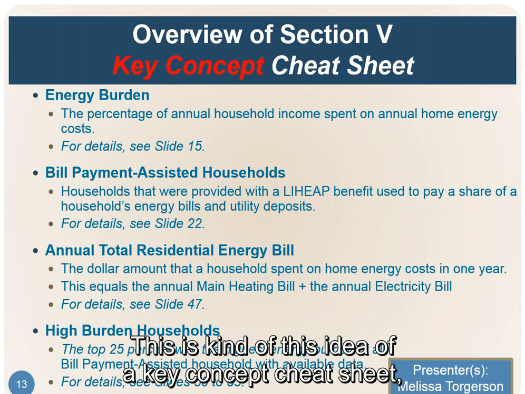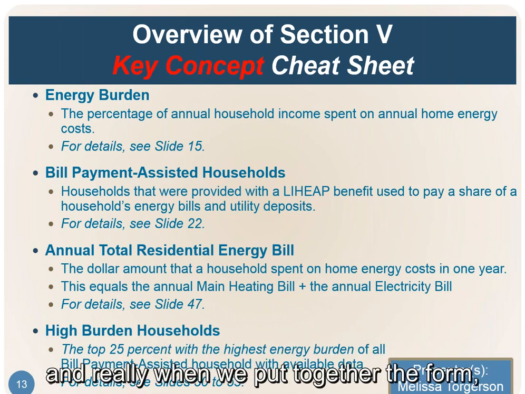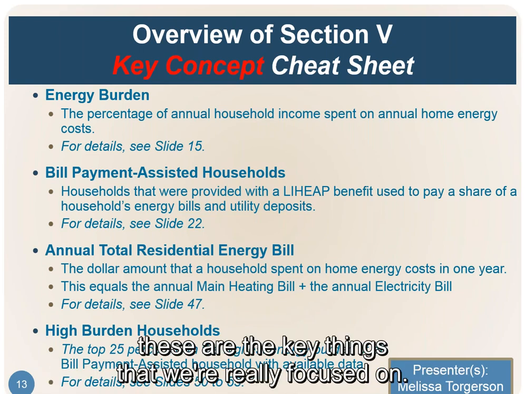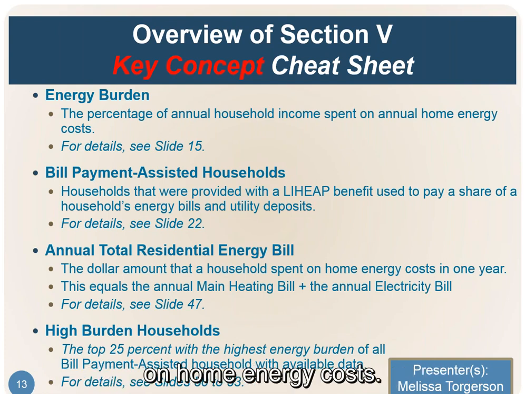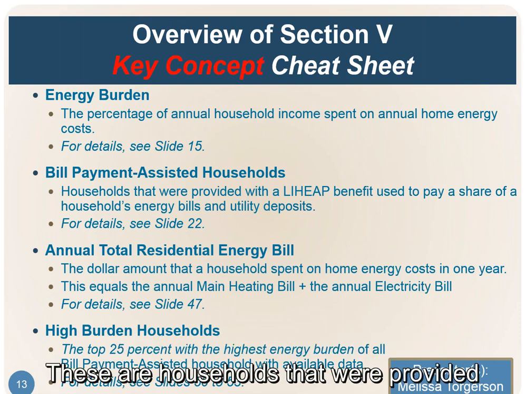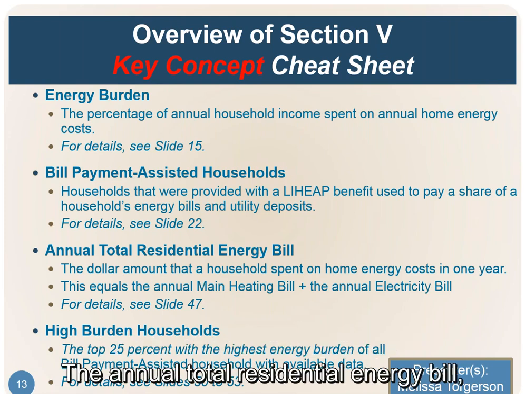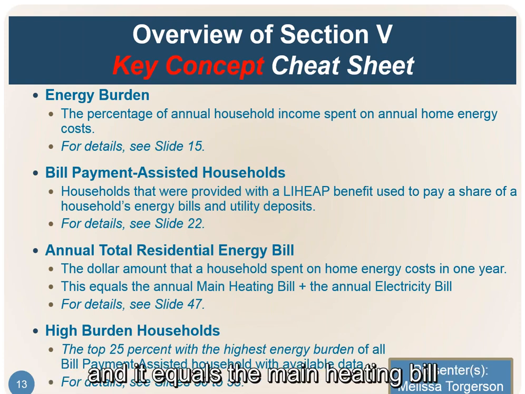This is kind of a key concept cheat sheet. So we're going to walk through these concepts, but when we put together the form, either ourselves or with our IT staff, these are the key things that we're really focused on. Energy burden, which is a percentage of annual household income spent on home energy costs. Bill payment assisted households, which we talked about earlier in the household report. These are households that were provided with a LIHEAP benefit that's used to pay a share of the household's energy bills or utility deposits. The annual total residential energy bill. This is the amount households spent on home energy costs in 1 year, and it equals the main heating bill plus the annual electric bill.